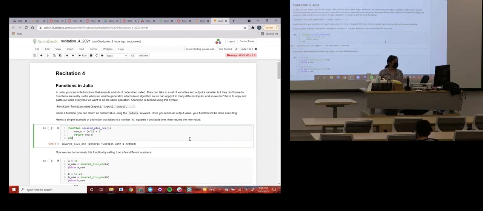I don't know how comfortable people are with writing functions in Julia. Are we good with it? Do we understand the syntax, what return means, how to call a function, how to define a function? Now that throws us off, right? And we're pretty comfortable with it.